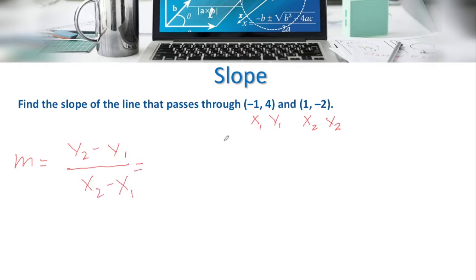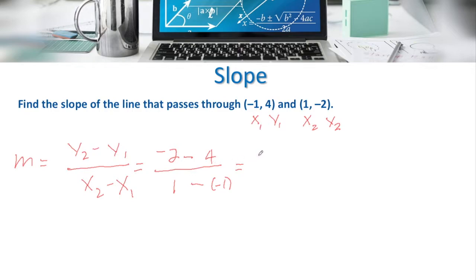And this time, let us plug in the value of y2, which is -2, minus y1, which is 4, divided by x2, which is 1, minus x1, which is -1. So if it's negative, do not forget to put it in parentheses, then simplify.